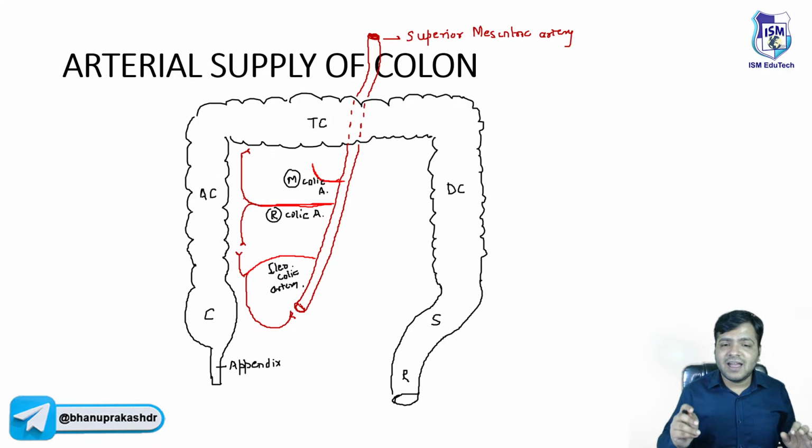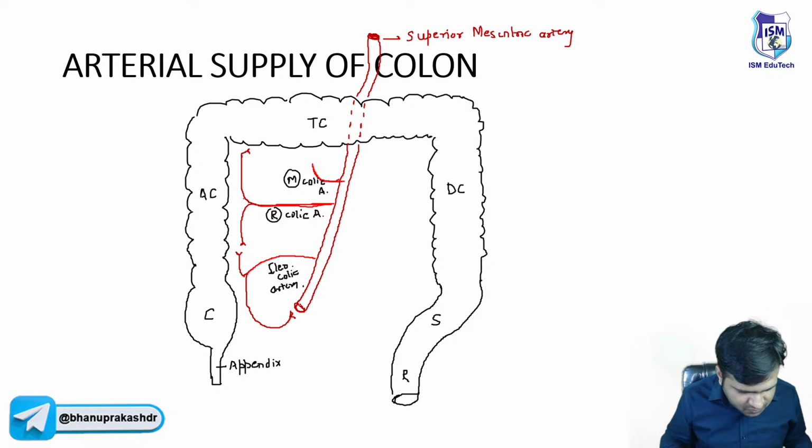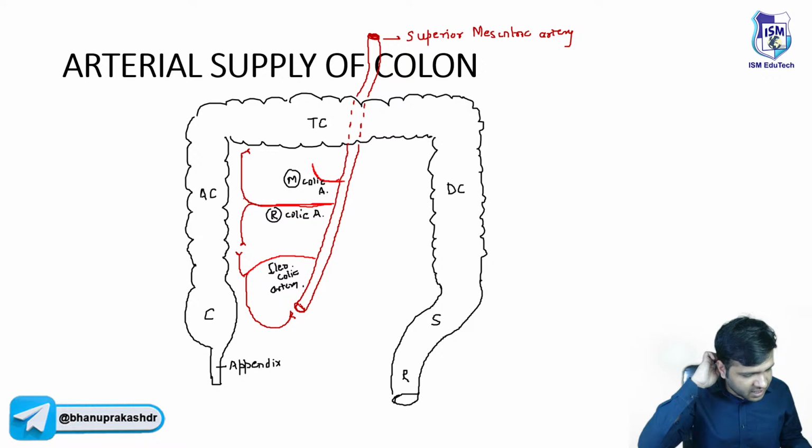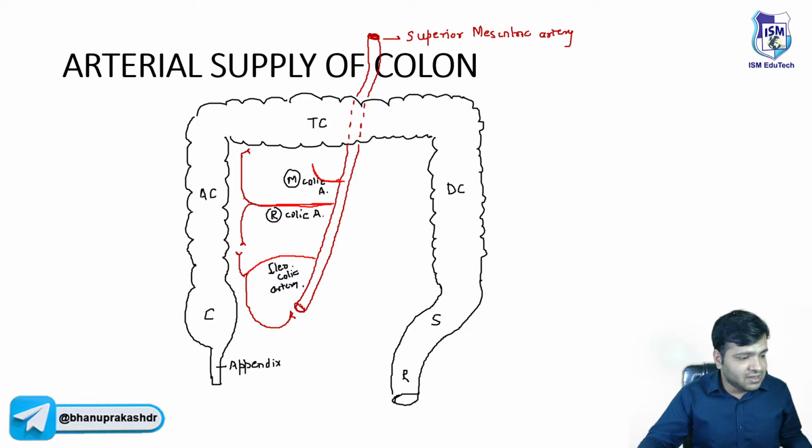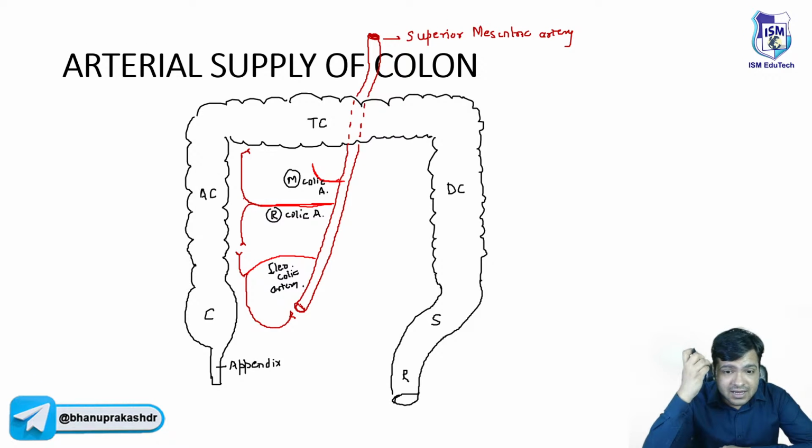So if I ask you, the superior mesenteric artery is anastomosing with which branch? Can anyone tell me in the chat box? It is anastomosing with the lower or descending branch of the ileocolic artery. You can see the lower branch of the ileocolic artery is anastomosing with its own superior mesenteric artery over here.